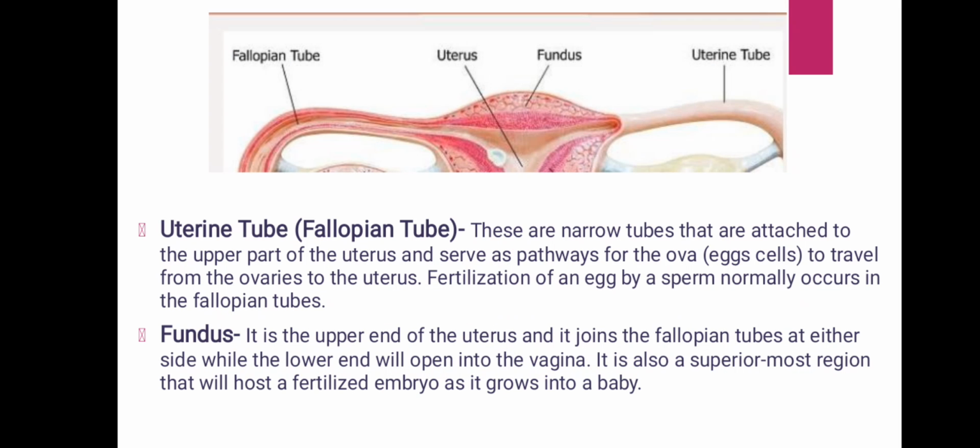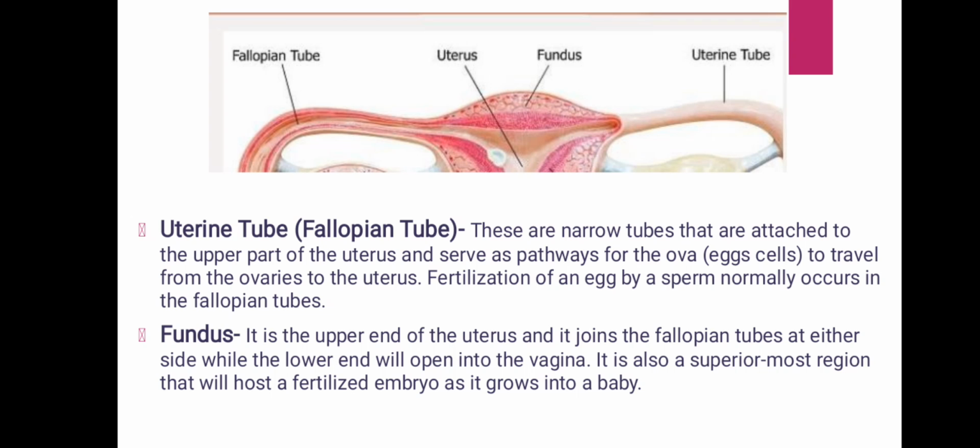Uterine tube or fallopian tube. These are narrow tubes that are attached to the upper part of the uterus and serve as pathways for the ova or egg cells to travel from the ovaries to the uterus. Fertilization of an egg by a sperm normally occurs in the fallopian tubes.